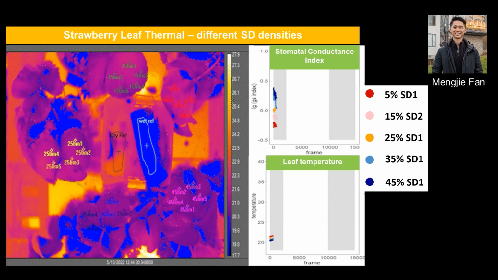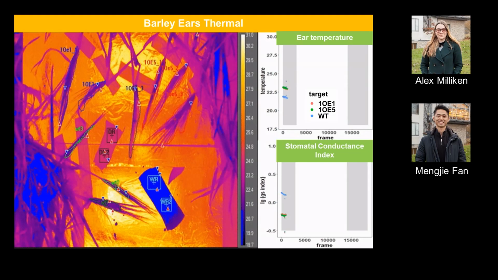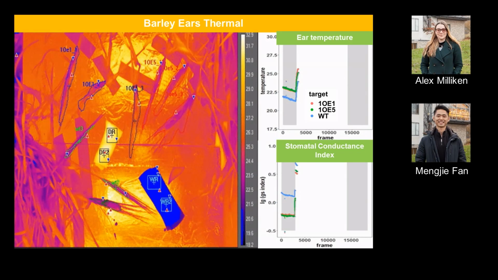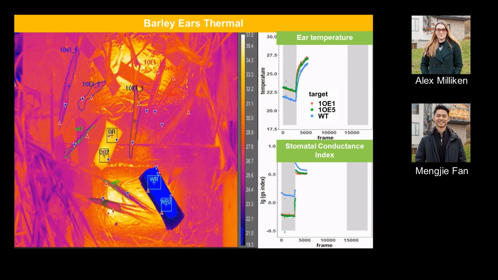And the nice thing is that we can also do it in ears. So we've done the same thing in the ears. These are barley. We also have some barley mutants that have differences in stomatal density. And if you can just see, we can draw around some of these ears.